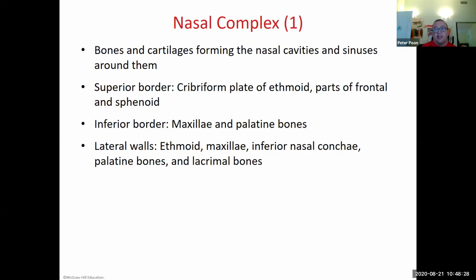So the nasal complex. This is the nasal complex, otherwise known as the nasal cavity.